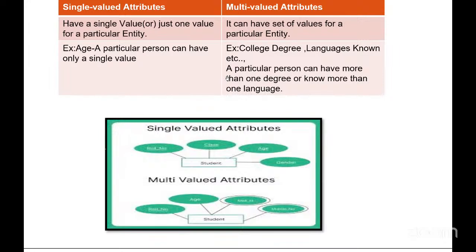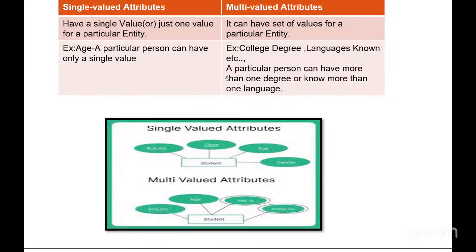So that will be represented in a double ellipse. Is it clear? Yes or no? Even a person can have multiple phone numbers, contacts. So that we can represent in a double ellipse. Is it clear? Yes or no?